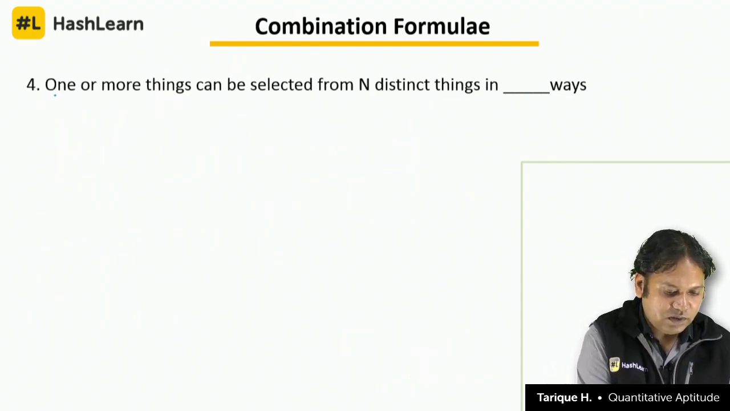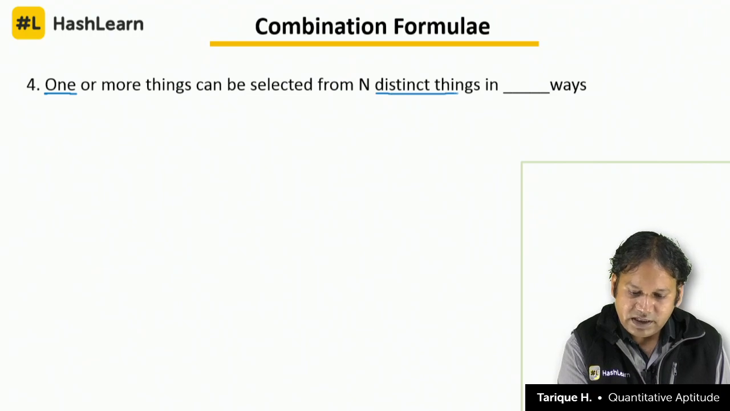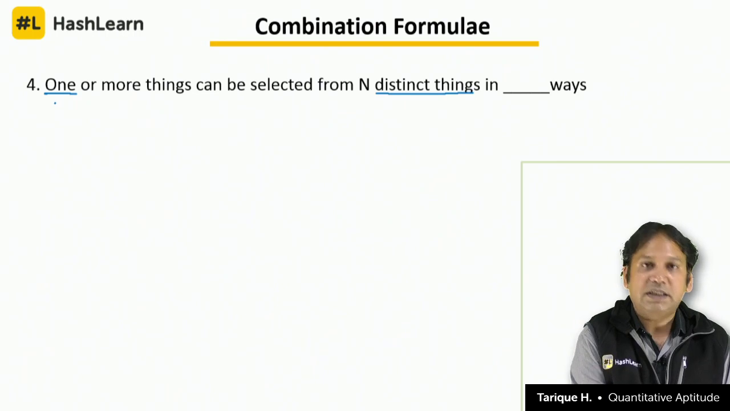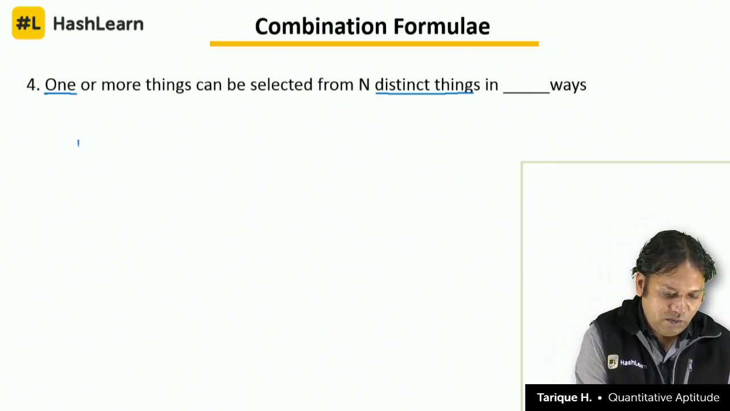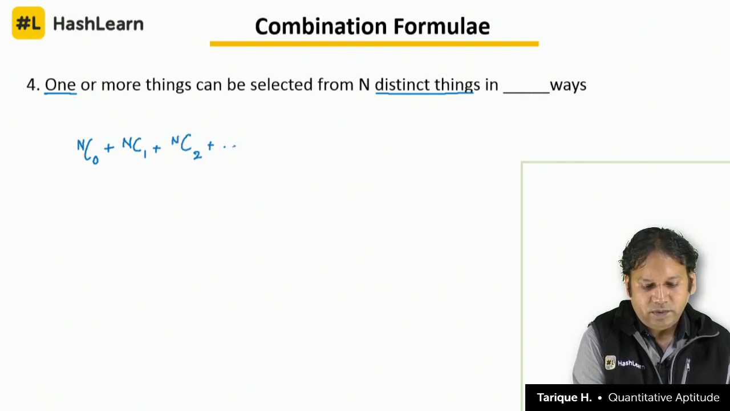1 or more things, so again we have now not 0, 1 or more things from distinct things. So number of things are distinct, same as the previous formula, except the only change is that we don't have 0 or more here, instead of that we have 1 or more. Now we know for 0 or more we have NC0 plus NC1 plus NC2 so on till NCn, and this is 2 power n. You just have to remember 2 power n, that is for 0 or more.